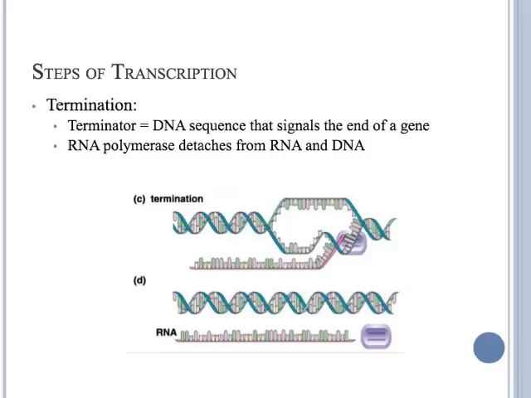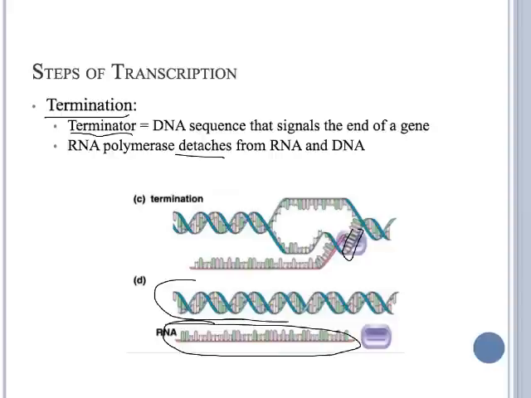And then finally, the last step is termination. So eventually we reach the end of the gene. So the DNA sequence, the part on the DNA that signals the end of the gene, is called the terminator. So maybe this section of the DNA right here is a terminator. And once the RNA polymerase reaches that section of DNA, it detaches, the RNA detaches, and the DNA winds back up. So you can see now I have my completed RNA, my copy of the gene, my DNA that's wound back up, and my enzyme that's ready to do another transcription somewhere else.